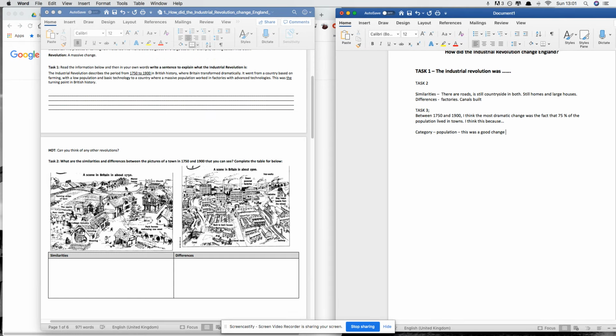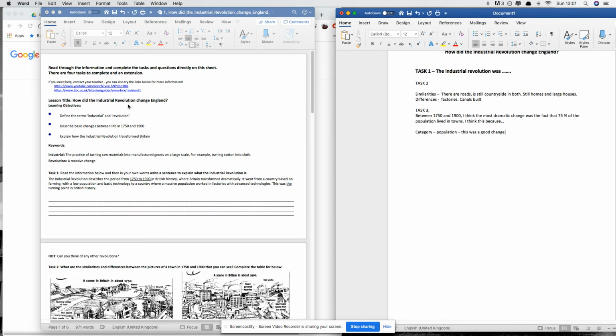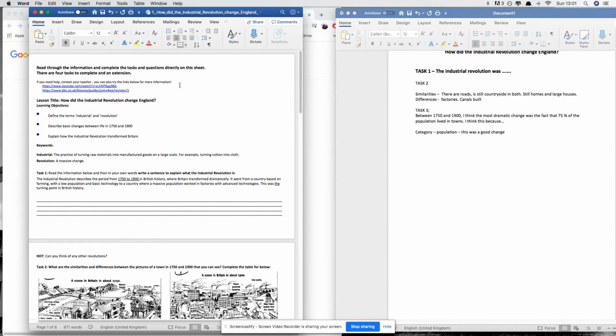Hey guys, this is your homework for this week, your history homework, and what we're going to do is look back at the Industrial Revolution. We're going to look at how England changed due to the Industrial Revolution. So I've uploaded this document here on the left-hand side for you.